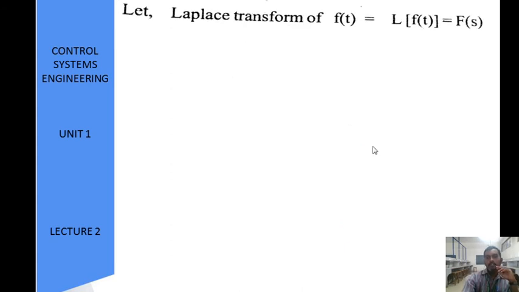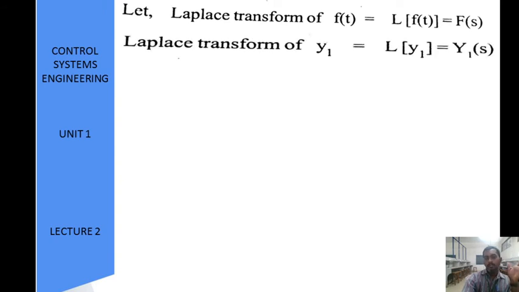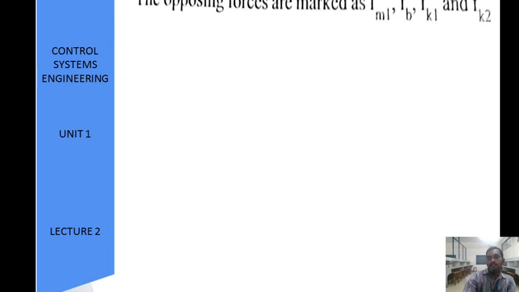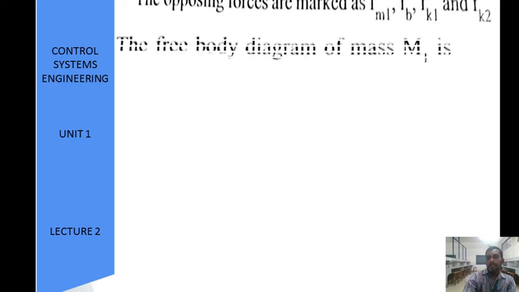Let the Laplace transform of f(t) be F(s), and the Laplace transform of y1 be Y1(s). As we have two mass elements, there are two displacements, Y1(s) and Y2(s). The opposing forces are marked as fm1, fb, fk1 and fk2.